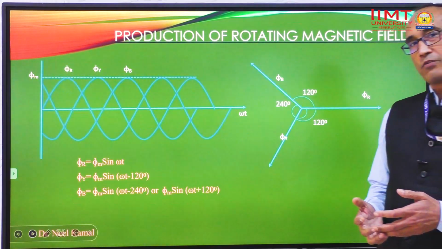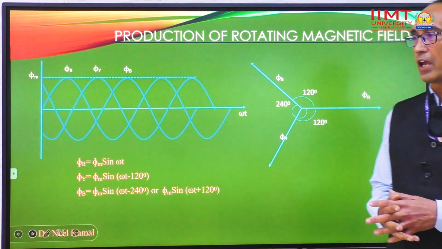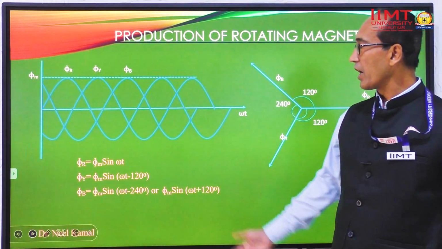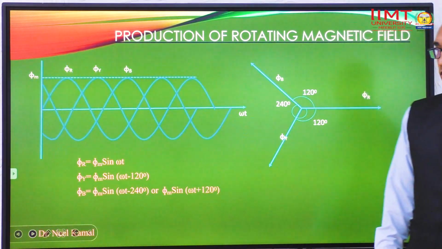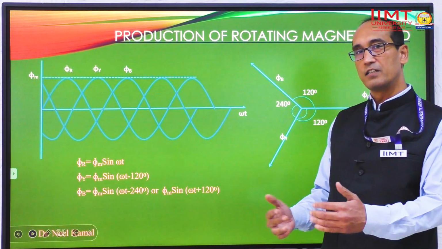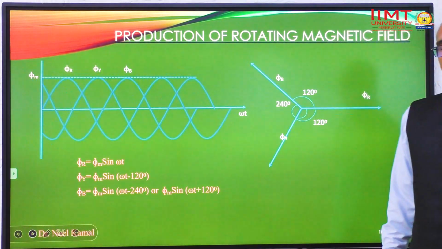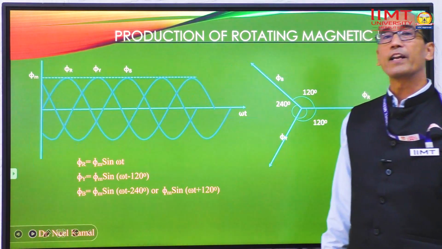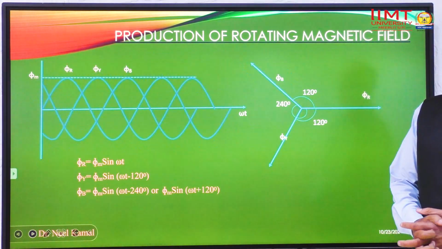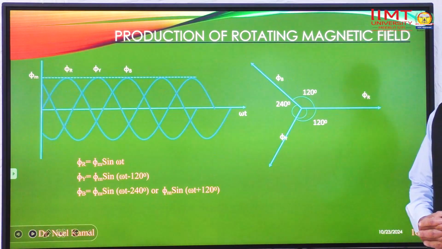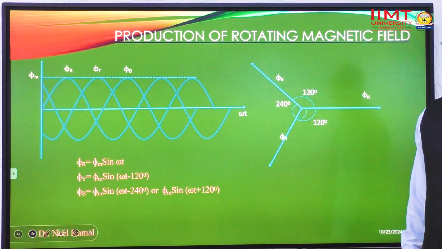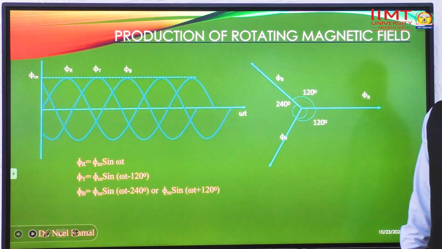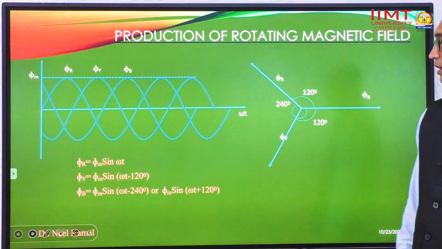We can also achieve the same magnetic field if we have three different supplies, like in this case. By interaction of these three different fluxes we get a resultant flux that is rotating by nature. In the three phase induction motor we have a rotating magnetic field, by which the torque is produced.